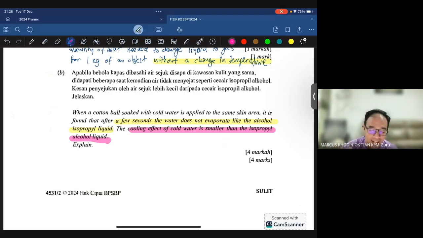The question, I love this question. After the long explanation, then it asks, explain. Just like that. It's kind of arrogant, this question. Explain. Just like that. A little bit rude, even.